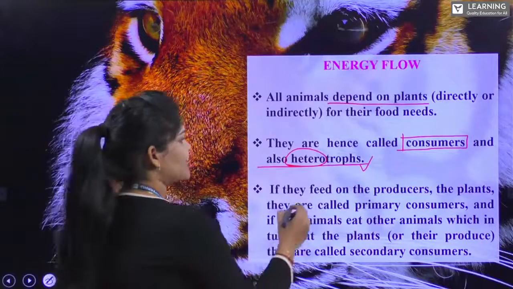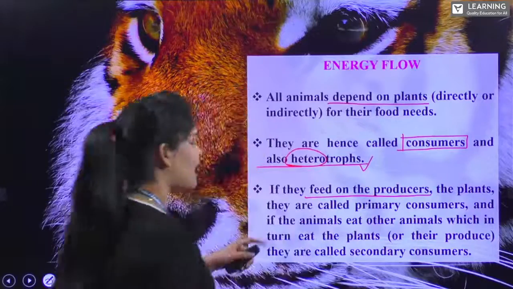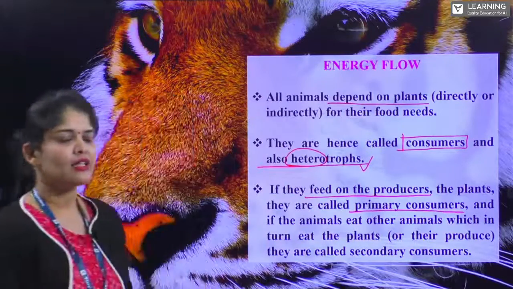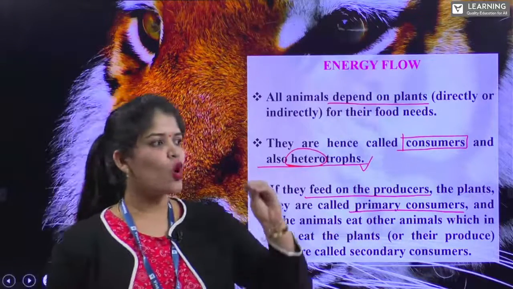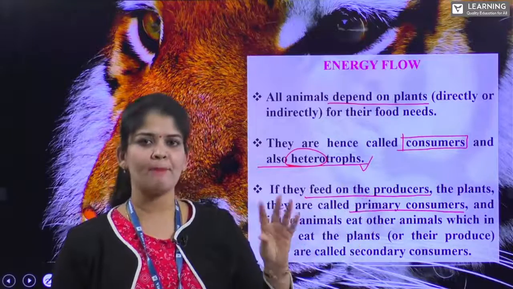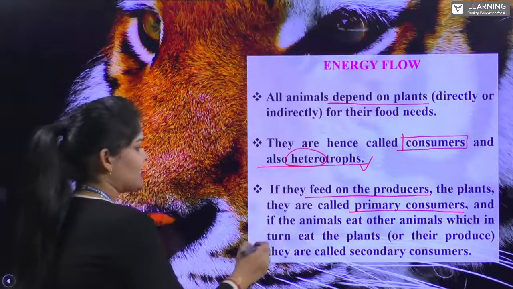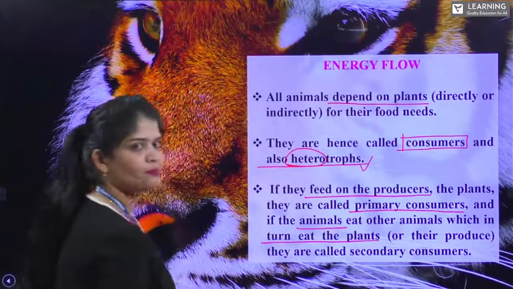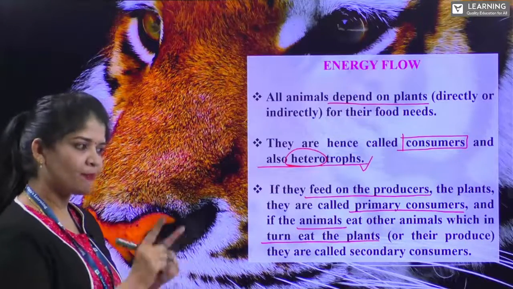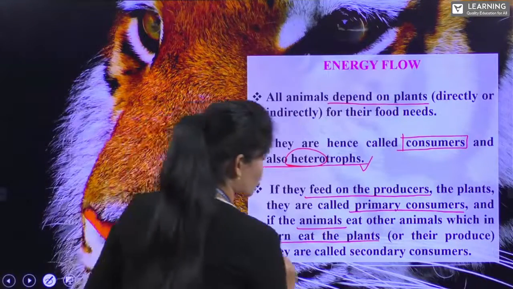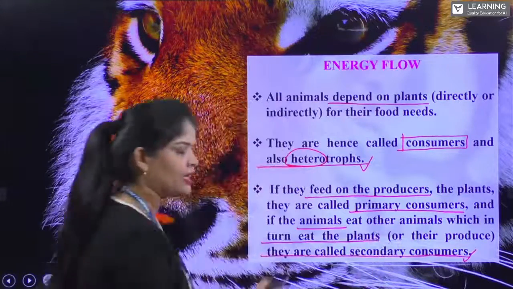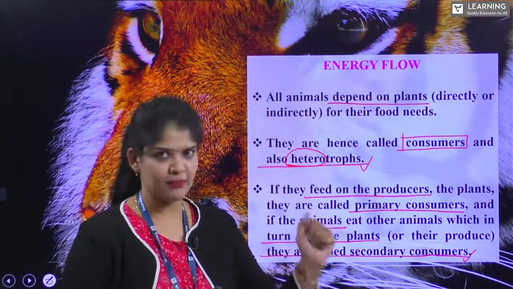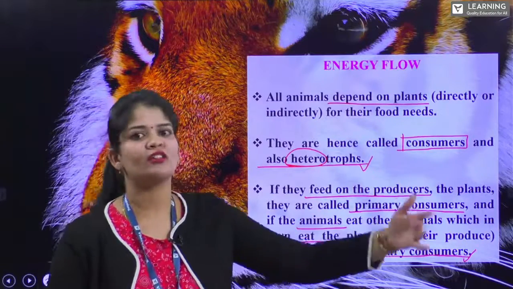Now, if they feed on producers, the plants, they are called primary consumers. Whatever animals feed on the plants, the producers, we call primary consumers. And if animals eat other animals which in turn eat the plants, they are called secondary consumers. Simply, the secondary consumers feed on the primary consumers, and the primary consumers feed on the producers.